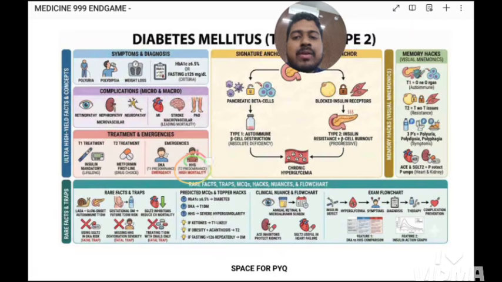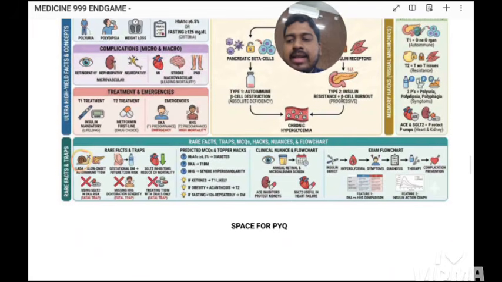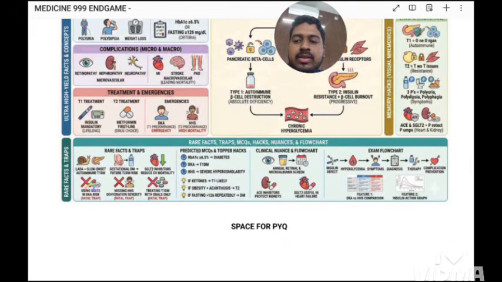One is DKA, and in type 2, we have hyperosmolar hyperglycemic syndrome. Okay, so HHS, which has higher mortality. Now, what rare facts are LADA? What is LADA? Late onset diabetes, LADA, is slow onset autoimmune type 1 diabetes.